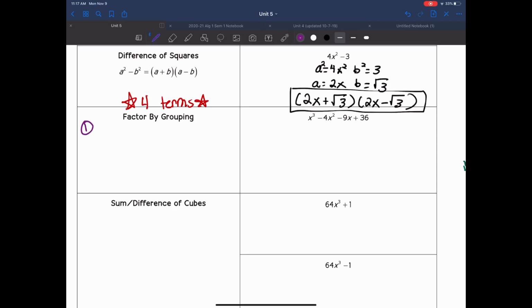First of all, the first step is we are going to group the first 2 terms, and then we're going to group the last 2 terms. So in other words, what I'm doing here is I'm going to split this down the middle, so I have a left-hand side and a right-hand side. I group the first 2 terms, and then I group the next 2 terms. Okay, and then the next thing you're going to do is you are going to factor out a GCF from both groups.